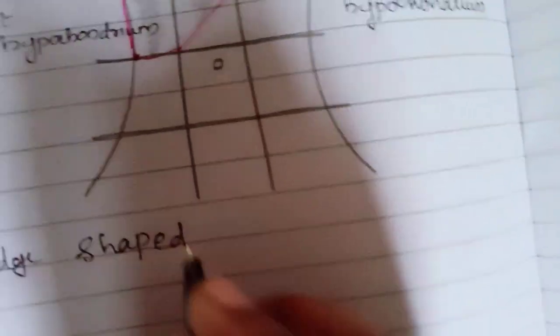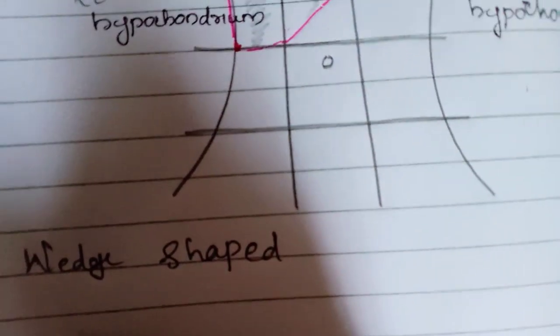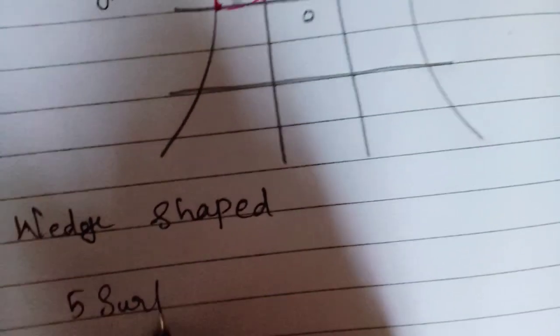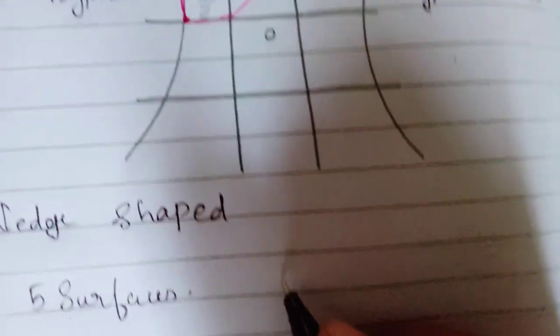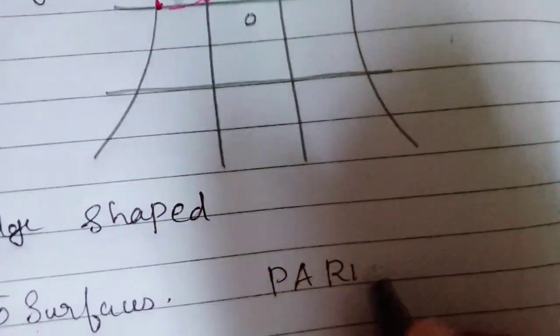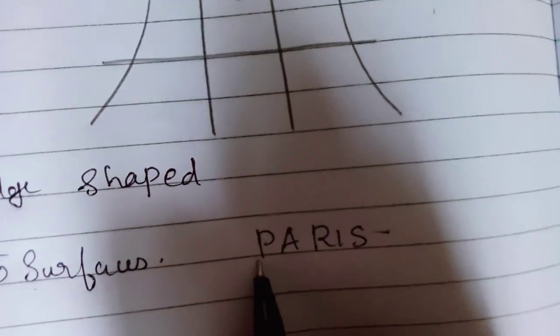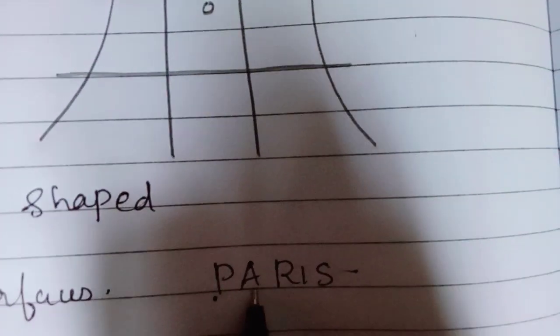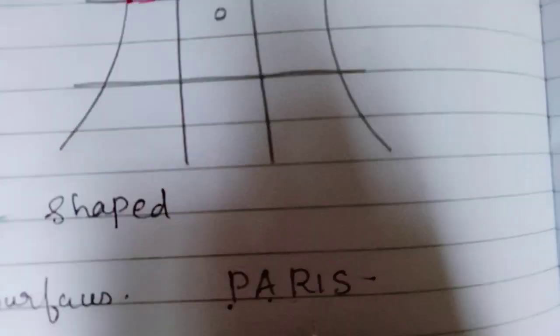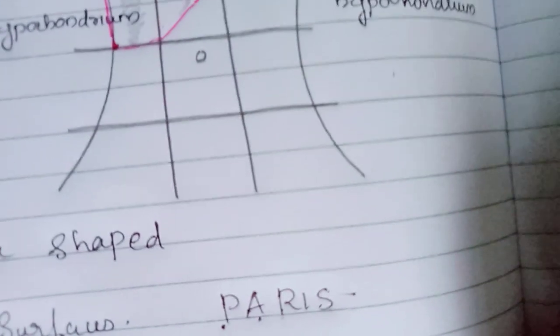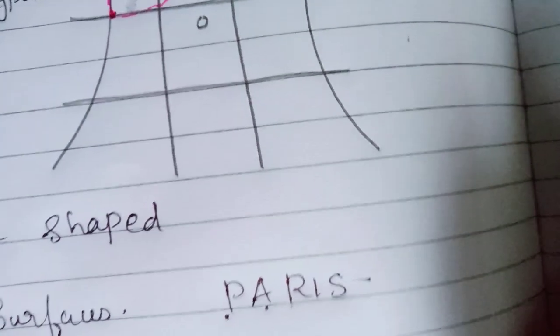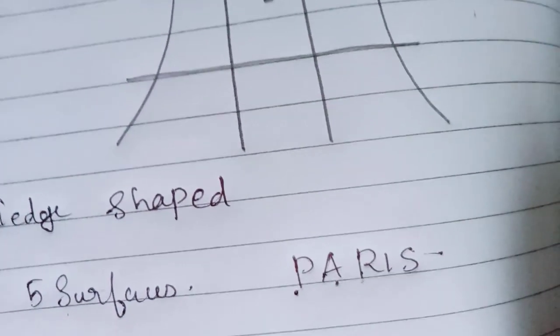The liver is a wedge-shaped structure. It has 5 surfaces. How can we remember the 5 surfaces? By the word PARIS. P means posterior, A means anterior, R means right, I means inferior and S means superior. So these are the surfaces of the liver.